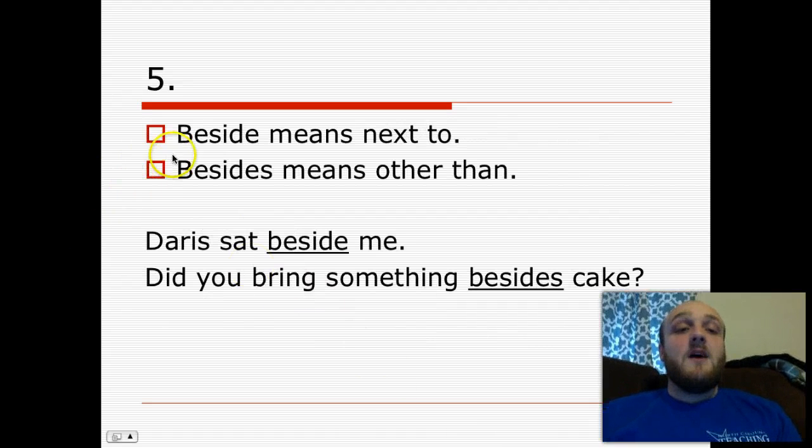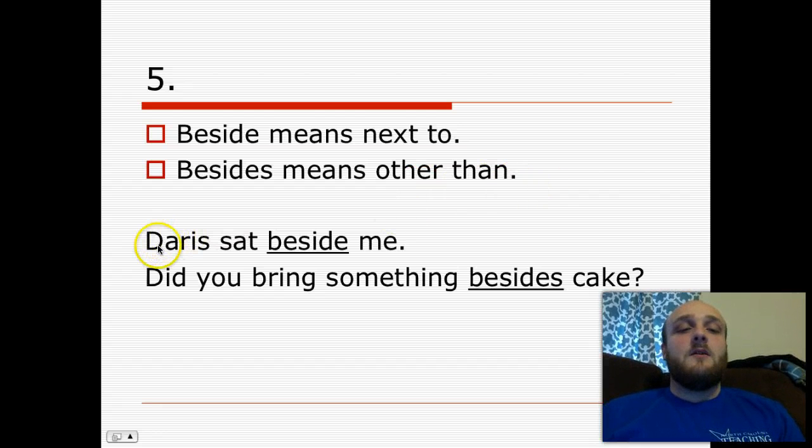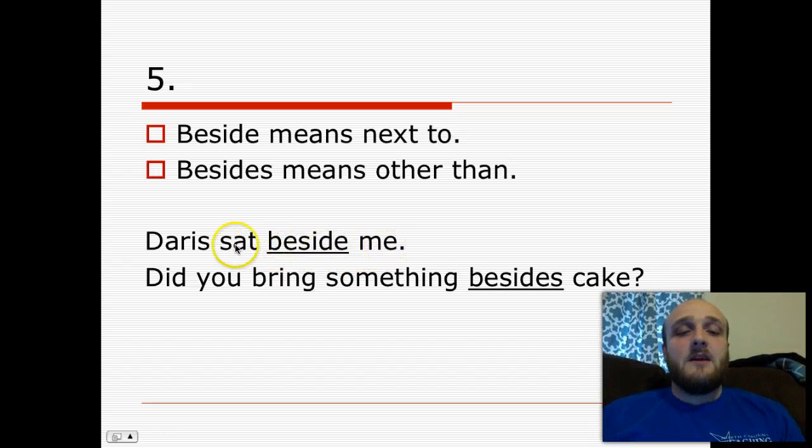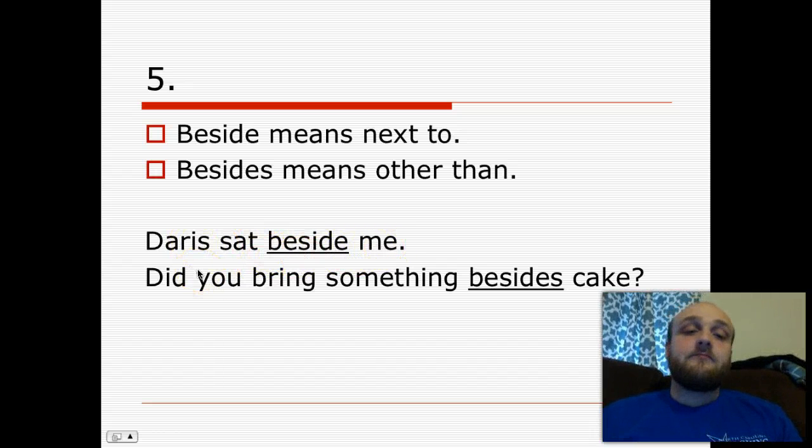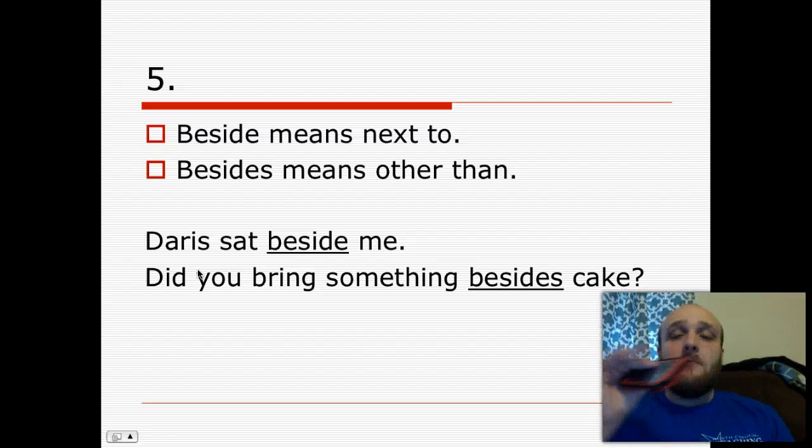Okay. 5. Beside means next to. Besides means other than. So an example of the correct use of beside would be Dara sat beside me. Dara sat next to me. I put my iPhone beside me.